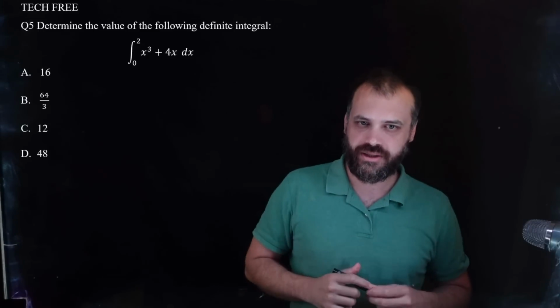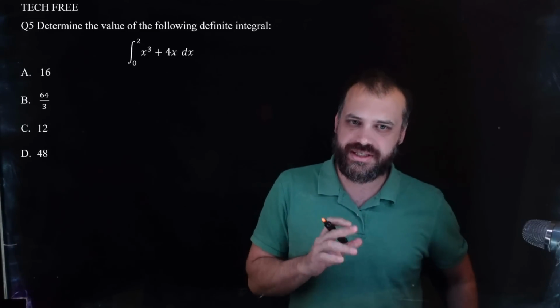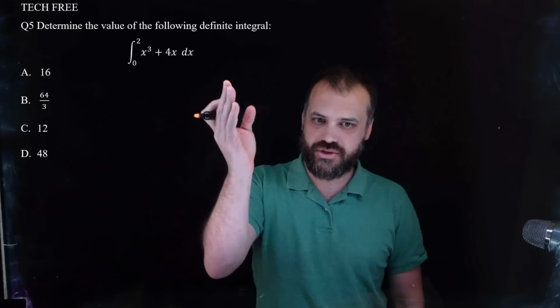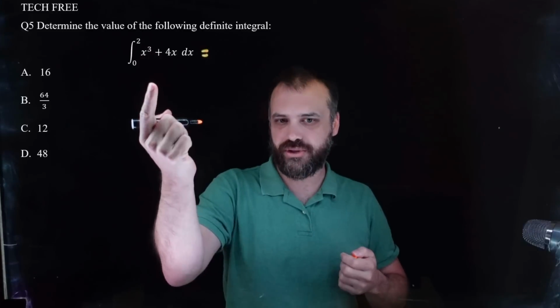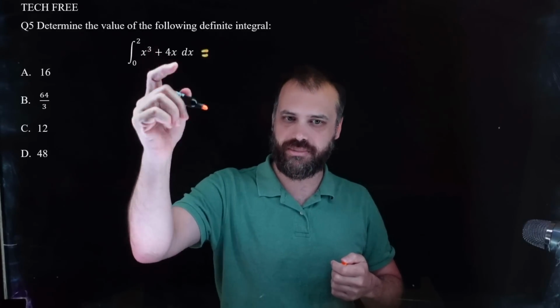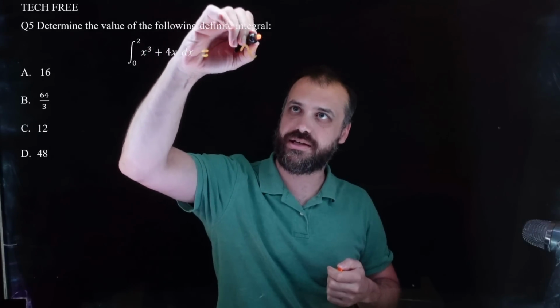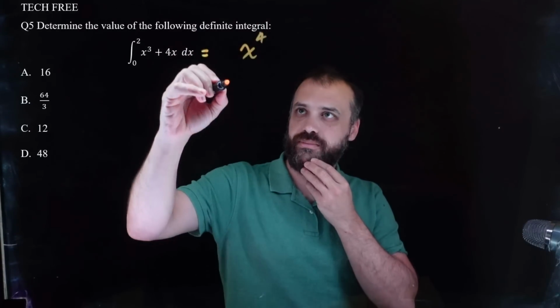Next question. Nice easy one here. Have a crack at it. Determine the value of the following definite integral. So we need to integrate this. Let's put a little equal sign here. It's a polynomial, so we're just increasing the power by 1. That's going to give us x to the 4, and dividing by the new power. I'm going to do multiplying by a quarter, which is the same thing.